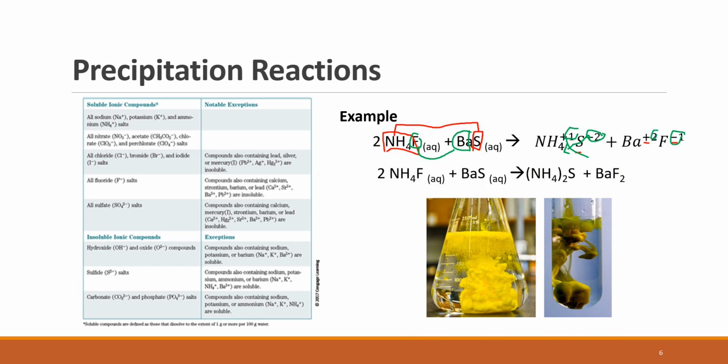So we get products that look like this. NH4 in parentheses around the whole polyatomic with the 2 on the outside, and then 1 sulfur. For the barium fluoride compound, 1 barium and 2 fluorines after the crisscross method. So we have successfully predicted the products. Now we need to figure out which one of the products formed that bright yellow solid.